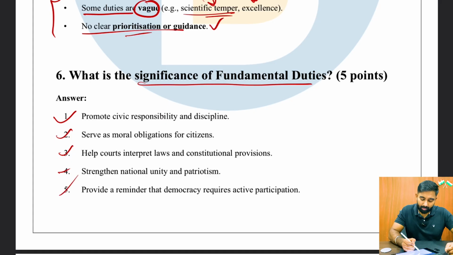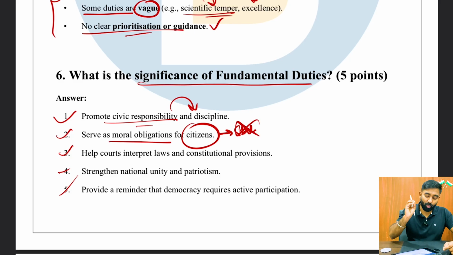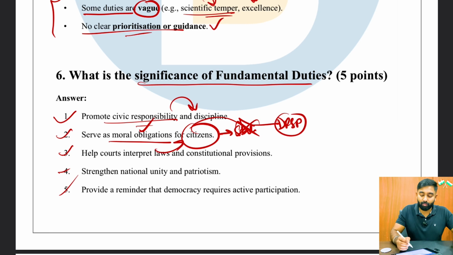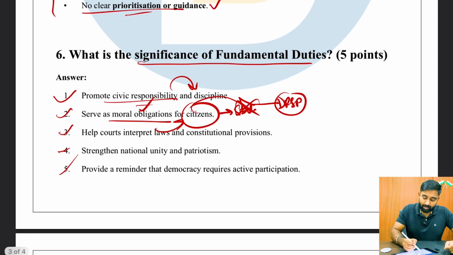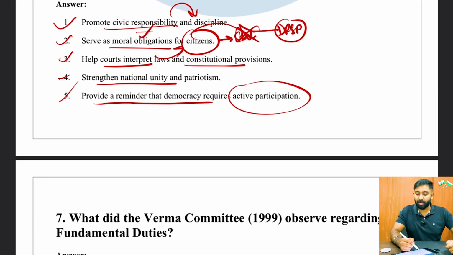Next question: what is the significance of fundamental duties? First, you have to keep in mind it is to promote civic responsibility and discipline. Second, serve as moral obligations for the citizens, not the state. UPSC can twist it and give you state. The answer is wrong, because you might have only focused on the words moral obligation. Moral obligation on the state is given by what? It is the DPSP. But moral obligation for the citizens, it is the fundamental duties. And it helps courts to interpret laws and constitutional provisions, strengthen national unity and patriotism, and provide a reminder that democracy requires active participation. Active participation from whom? From the citizens as well. Through what? Through performing their rightful duties.